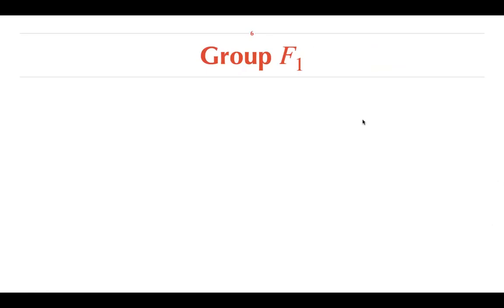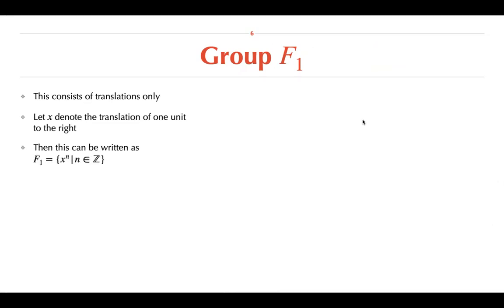So let me first talk about group F1. As I said before, there are 7 such groups. This consists of only translations, as you will see. Let me denote X as the translation of one unit to the right. Then X inverse would be the translation of one unit to the left. So this group can be written as F1 equals X power n, where n is an element of Z, where Z is the set of integers. So n can be 0, 1, 2, 3, -1, -2, -3, -4.